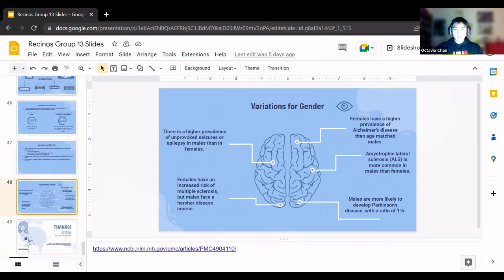And some variations for gender. There's a higher prevalence of unprovoked seizures or epilepsy in males than in females. Females have an increased risk of multiple sclerosis, but males face a harsher disease course. Females have a higher prevalence of Alzheimer's disease than age-matched males. Amyotrophic lateral sclerosis, which is also known as ALS, is more common in males than females. And males are more likely to develop Parkinson's disease with a ratio of 1 to 6.